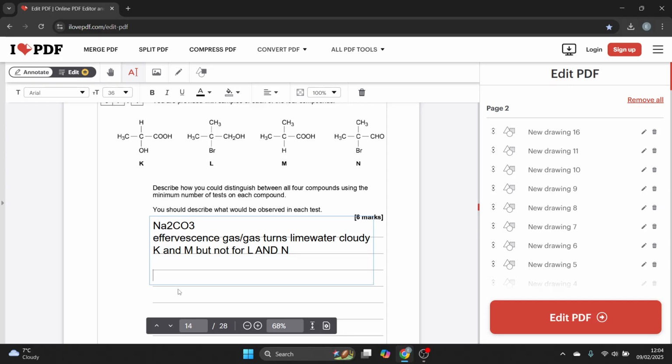And now, what do L and N have? Well, L and N are aldehydes, so I could use Fehling's or Tollens' reagent. So I'll say Fehling's, and what will happen is a red precipitate: blue solution goes to brick red precipitate, N only, but not K or L.